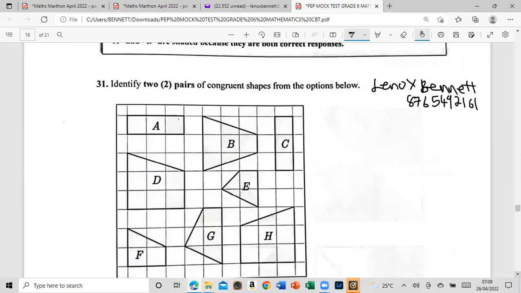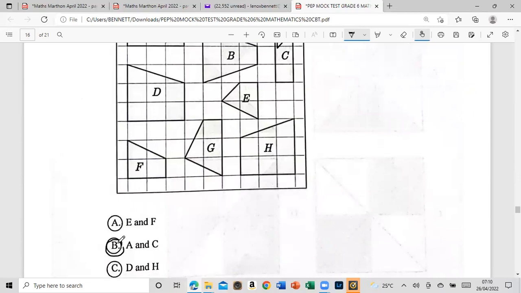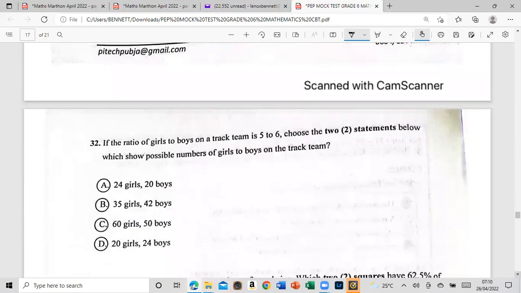All right, so this one can have more than one. Identify two pairs of congruent shapes from the options. Congruent really means exactly the same. The orientation is not necessary. So it's this one and the other one of this, and this and the other one of this. This is A and C, right? It doesn't matter. Congruent shapes can have different orientation. So it's A and C, and that's the rectangle. That was pretty easy.